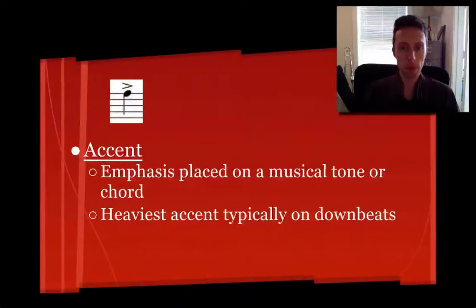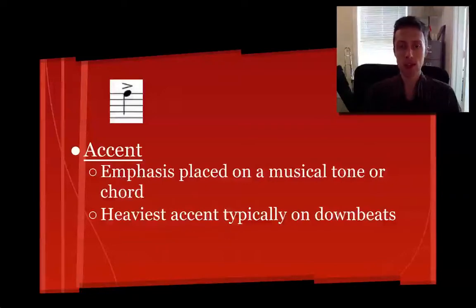So, some other words that have to do with rhythm: an accent. Accent's an important word. You can tell there's an accent on a note when it has that little sideways V on the top of it, over the note head, or maybe under the note head, depending on which way the stem is going.